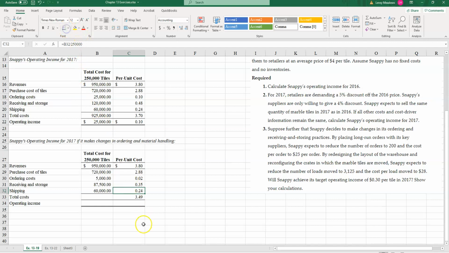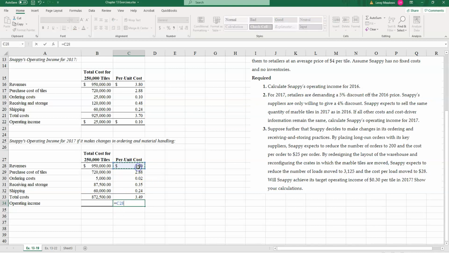And what is my total aggregate cost here? My total aggregate cost is going to be $872,500 for 250,000 tiles. What is my total operating income on a per unit basis? Well, revenue per unit minus the cost per unit. And then I have operating income of 31 cents. And I can now, on the aggregate level here, bring that over, and my profit will be $77,500.